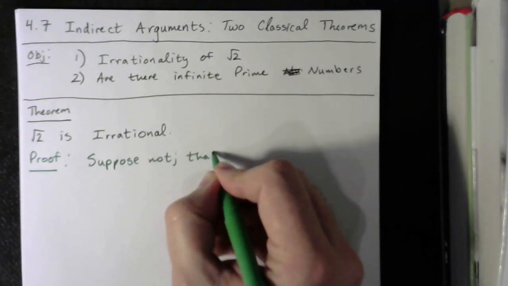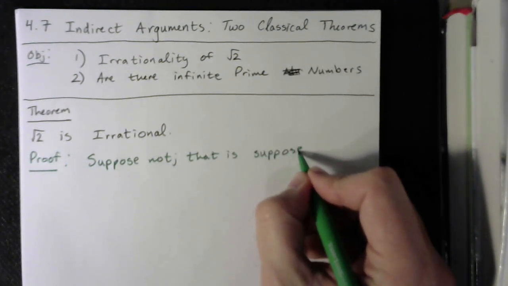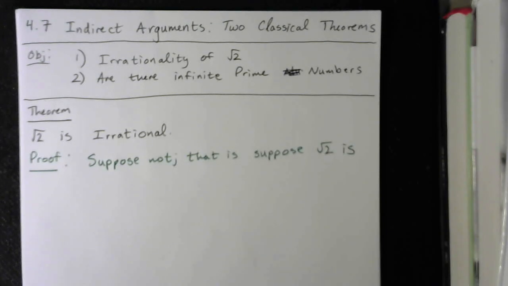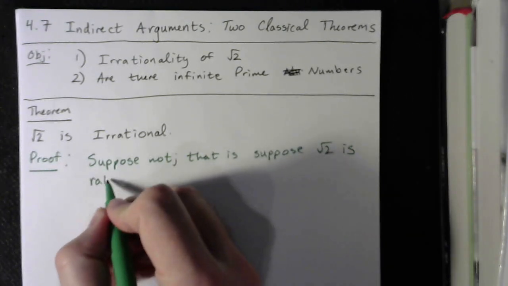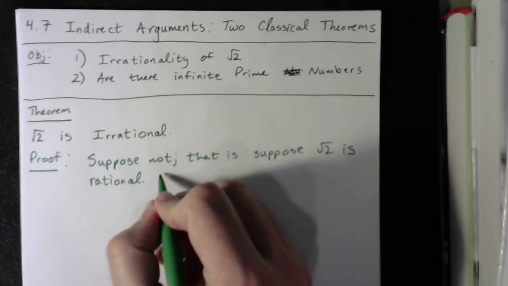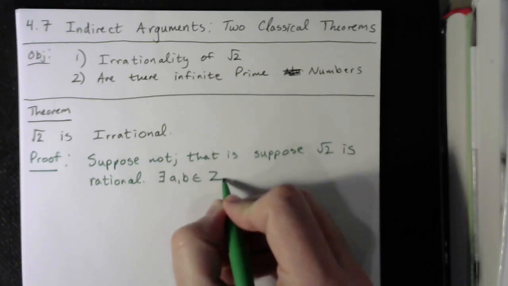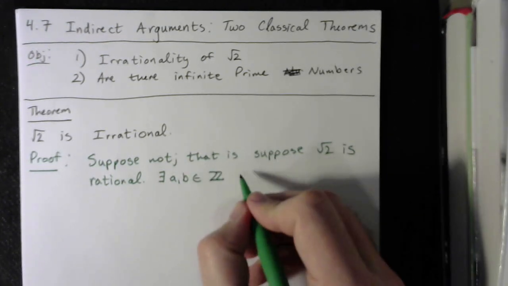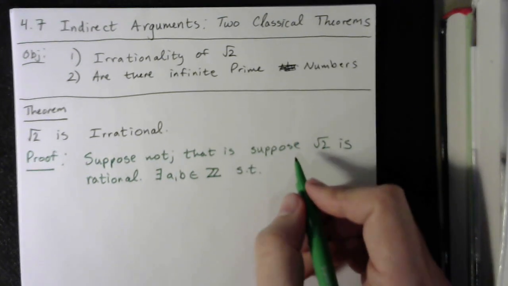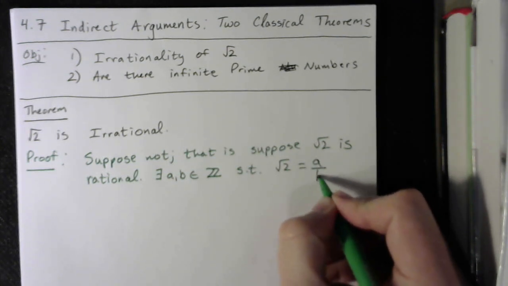That is, suppose square root of 2 is rational. So as always, thinking about what that means, what the conclusion of that is. So that means that there exists a and b in the integers such that square root of 2 equals a divided by b.